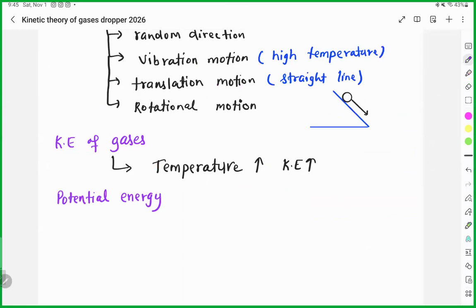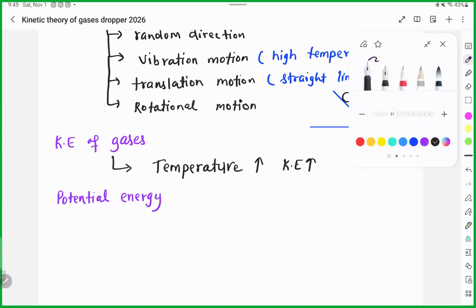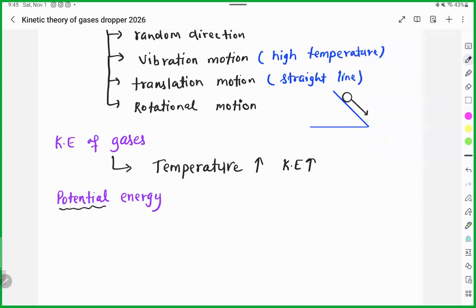Kinetic energy of gases directly depends upon temperature. So, Anvita, what is potential energy? In case of gases, what should be the potential energy? What is the potential energy in general? Value, I think it's 0 for gases. No, not value, the definition of potential energy.